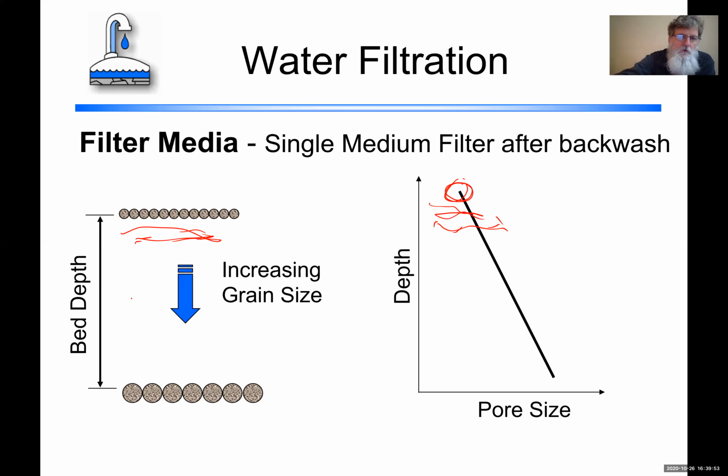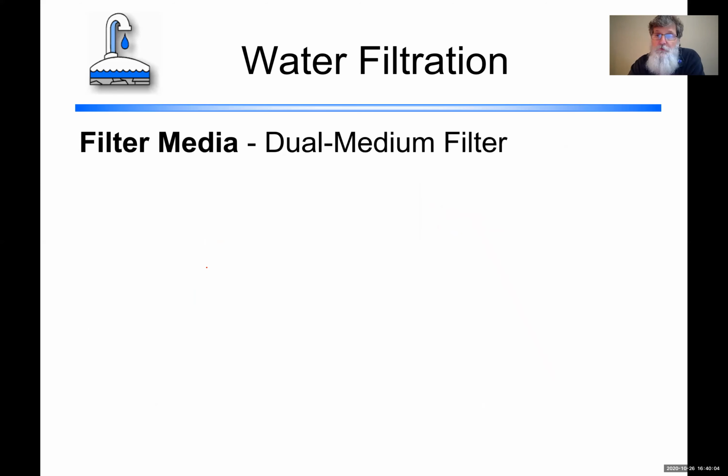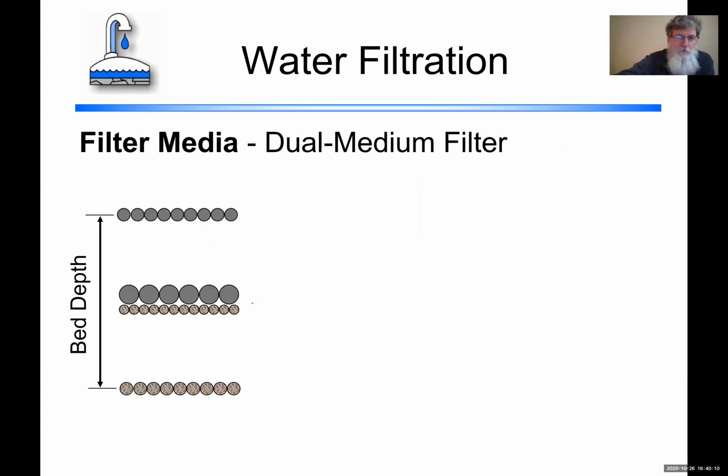And then you have all this capacity at the bottom that you haven't been able to use. So single media filters, this is a big disadvantage. So in dual media filters, we get a nice break in that we have two materials. We have a denser material on the bottom and a less dense material on the top. In our case, the top is anthracite coal and the bottom would be filter sand.